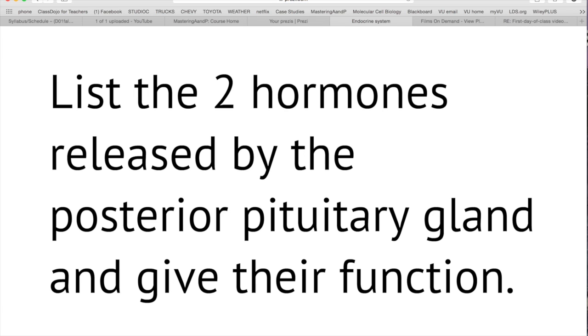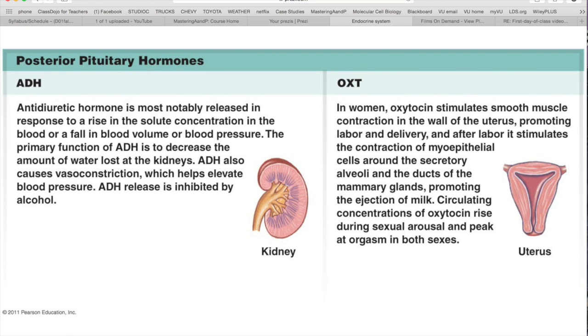And those are the 7 hormones released by the anterior pituitary gland and their functions. Now the 2 hormones released by the posterior pituitary gland and their functions. The posterior pituitary, we said, is neural tissue. These hormones are actually produced in the hypothalamus, but they're released by the posterior pituitary. ADH, which stands for antidiuretic hormone, sometimes also called vasopressin, causes the kidneys to reabsorb water. It also will cause vasoconstriction. It will help to raise our blood pressure.